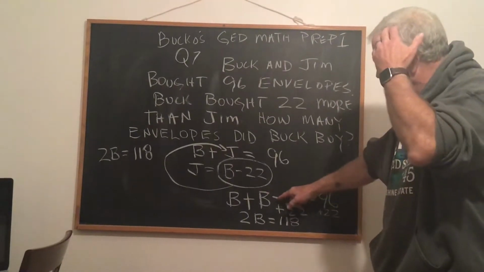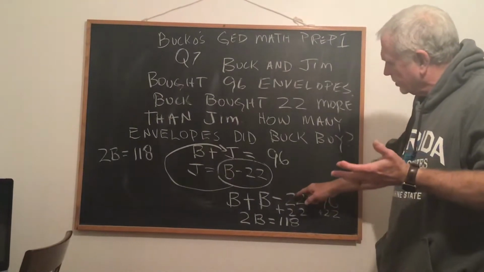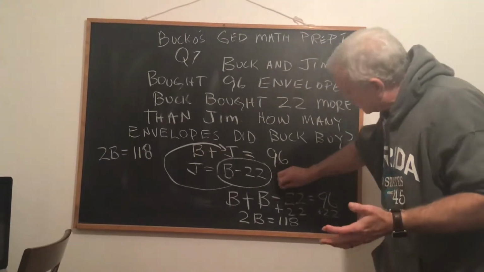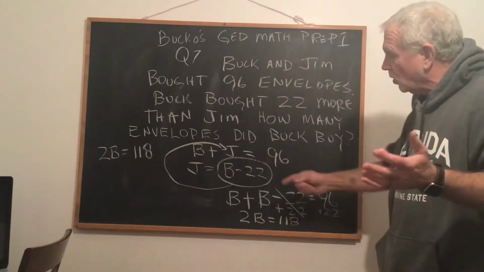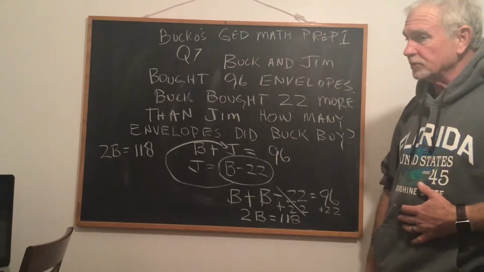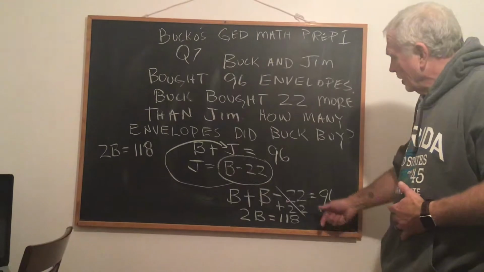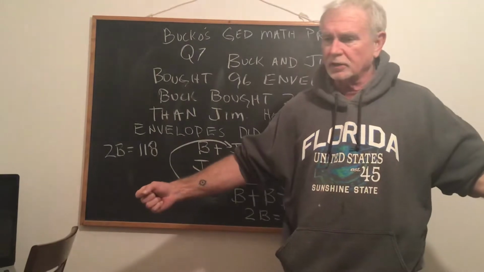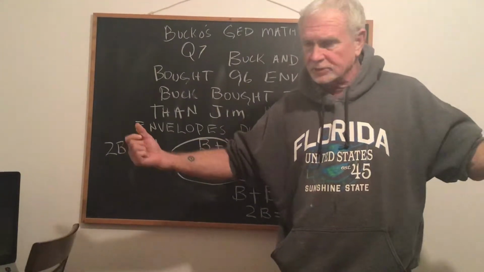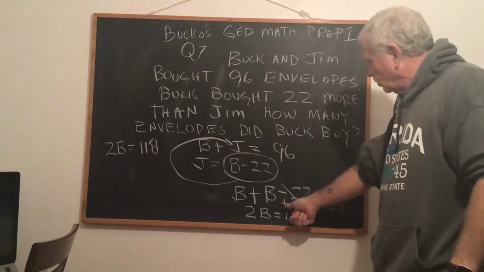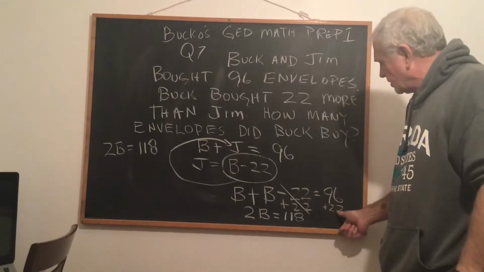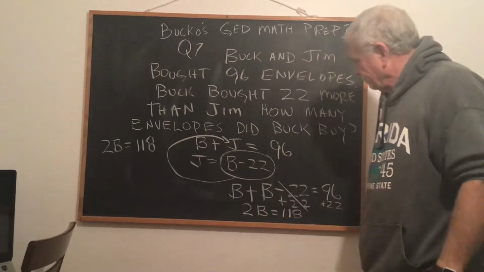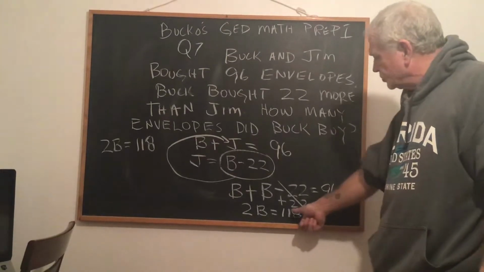And then, to get rid of the negative 22, you add 22 to this side. This cancels out to 0, which is cool. And that gives us only letters on the left side of the equation, which is what we want. But remember the teeter-totter rule. Whatever you do to one side of the equation, you got to do to the other side to keep it equal, or the teeter-totter will no longer balance. So we add 22 to this side, and we have to add 22 to that side. So this all boils down to B plus B is 2B, and this is equal to 96 plus 22, which is 118.